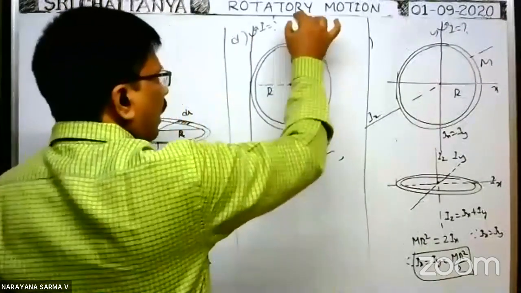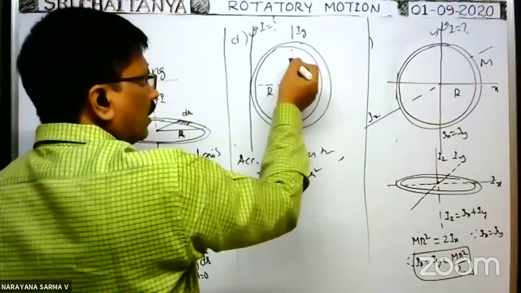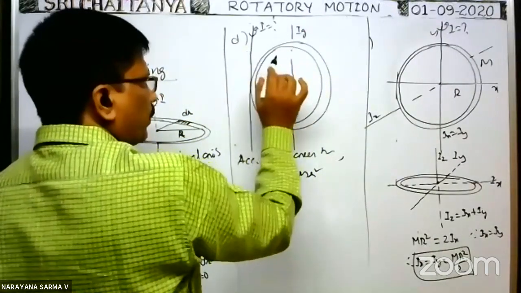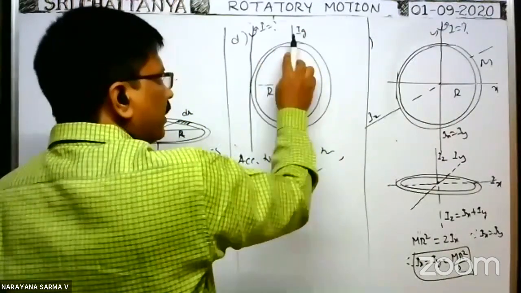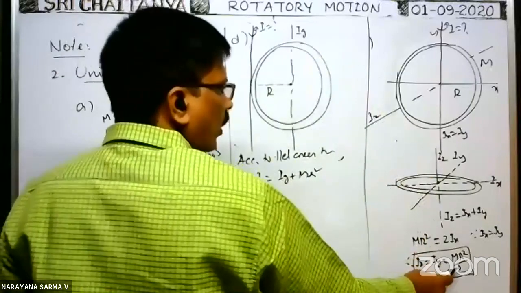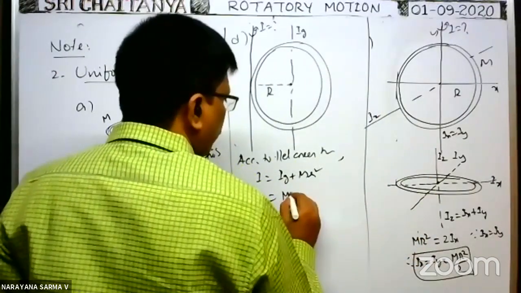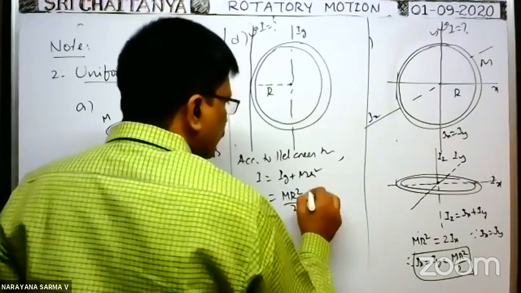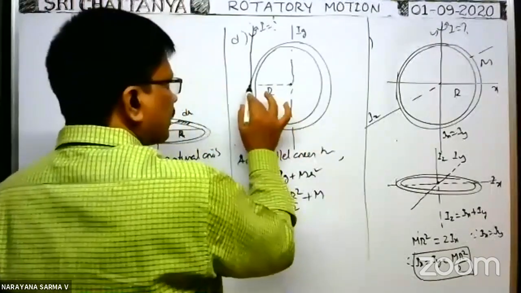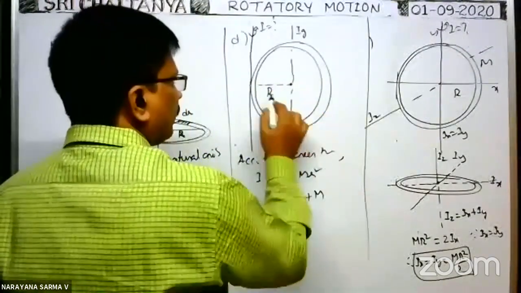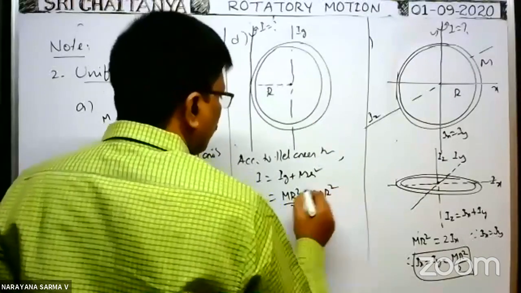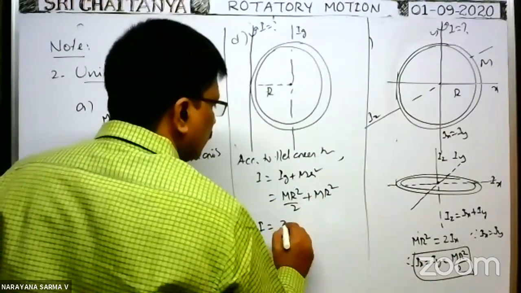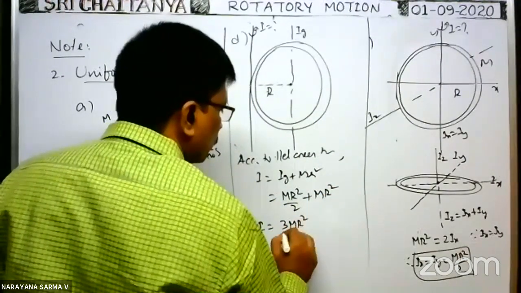Iz means, Iz is the diametric axis, no? This is the axis parallel to the given axis passing through the center. This is the diametric axis. Okay, about the diametric axis, what is the moment of inertia? mr square by 2 plus m into the perpendicular distance between the two parallel axes square, that is equal to r only. So r square. Therefore, I is equal to 3mr square by 2.